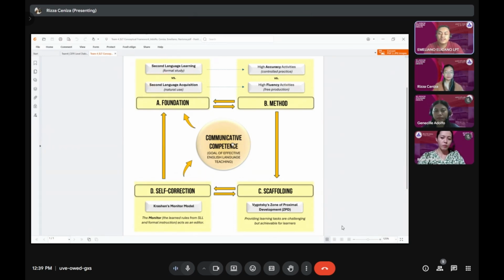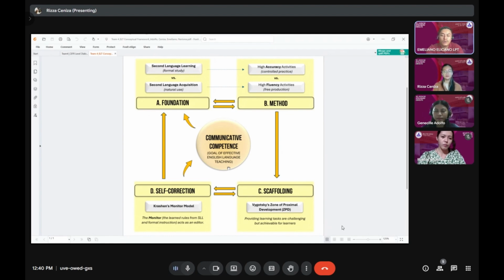Hello, everyone. Today we are presenting our ELT Conceptual Framework, which visually integrates key theories in English language teaching to achieve one central objective, which is communicative competence. As you can see at the heart of our model is communicative competence, the ability to use English effectively and appropriately in real world contexts. It is the ultimate goal of all effective English language teaching.